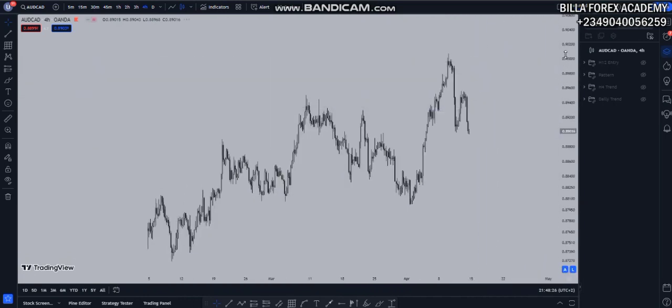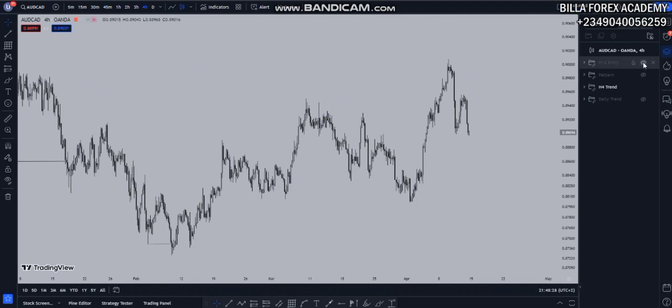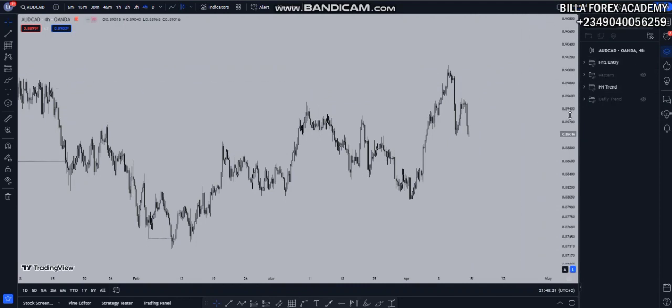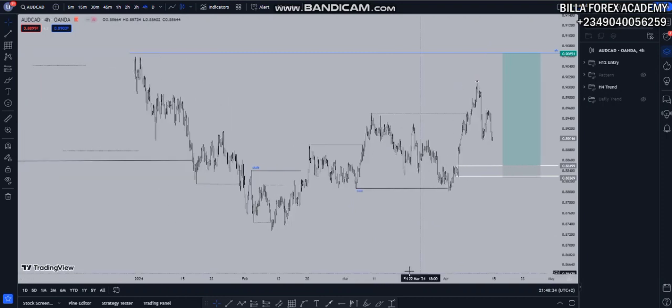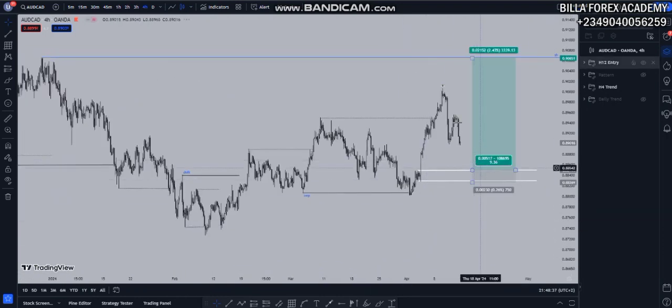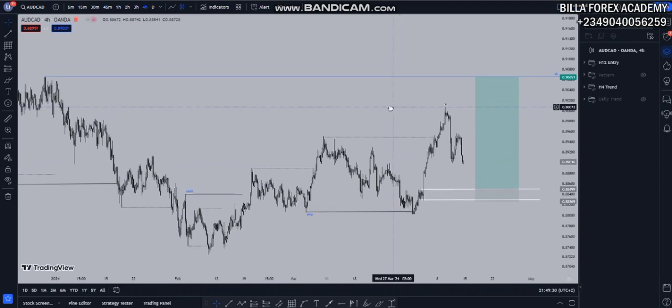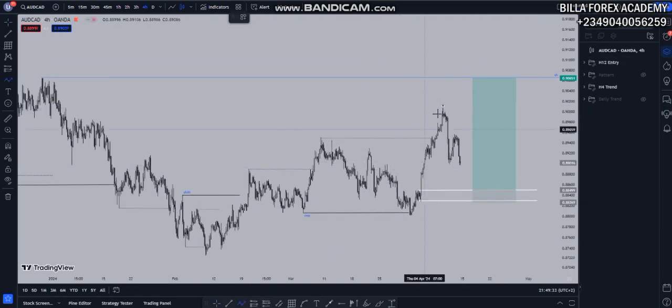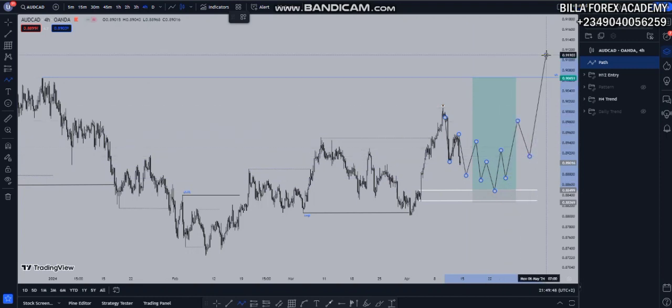So yeah, this is what I'm expecting on AUDCAD, for price to come to this low, then come up to take out this buy side liquidity over here before taking out our main swing high. So yeah, that's for AUDCAD. I'm expecting price to pull back down like this, just gradually come down like this, then trigger, and see price go back up.